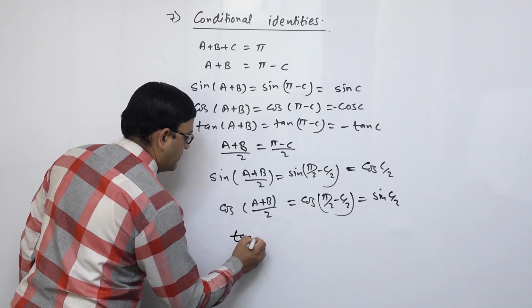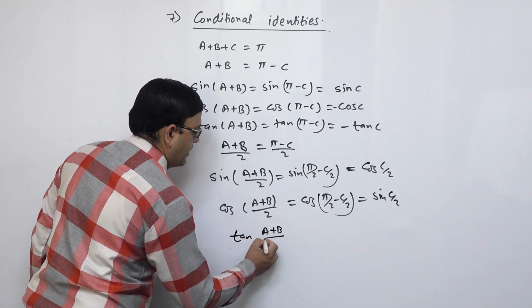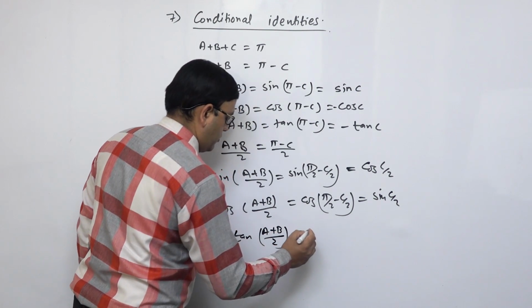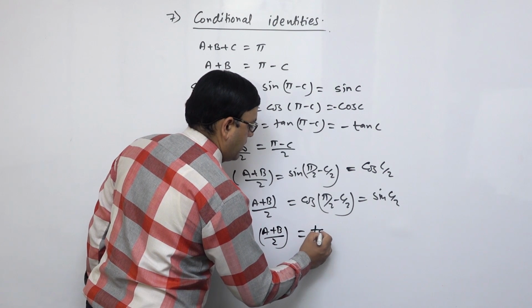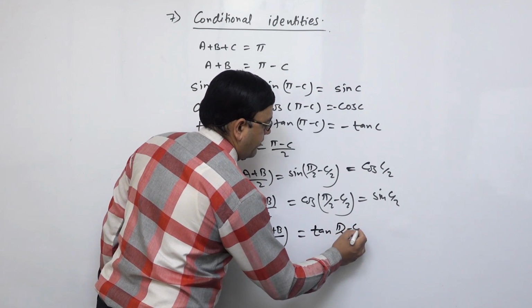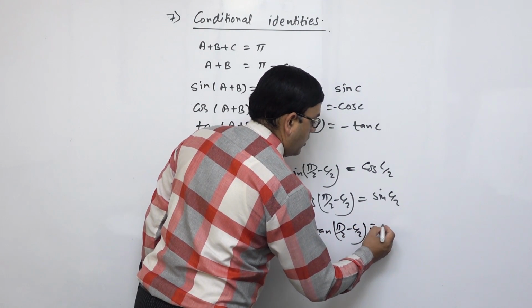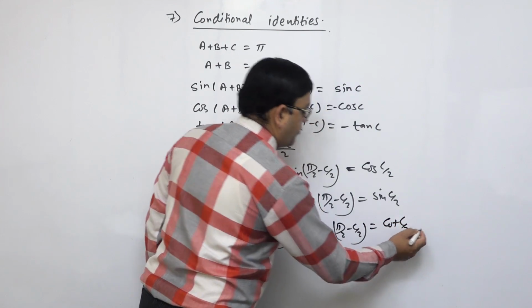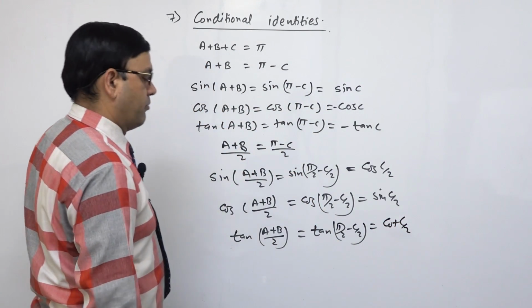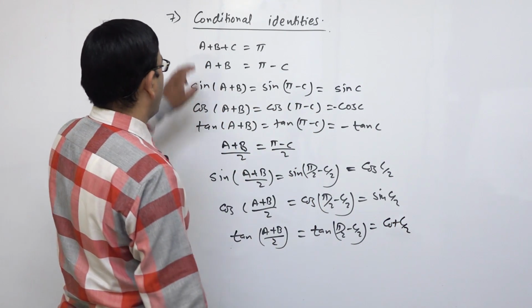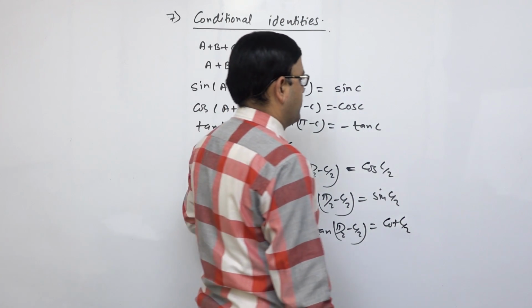Similarly, tan A plus B by 2 is equals to tan pi by 2 minus C by 2. This is equals to cot C by 2. We can use these formulas on conditional identities.